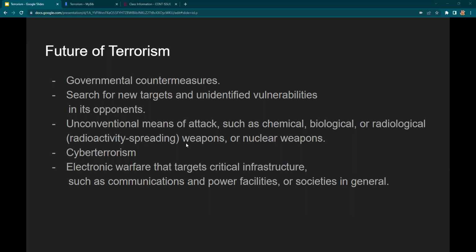Now looking to the future of terrorism. Terrorism is evolving constantly to overcome governmental countermeasures designed to defeat it, thus involving an ongoing search for new targets and identified vulnerabilities in its opponents.